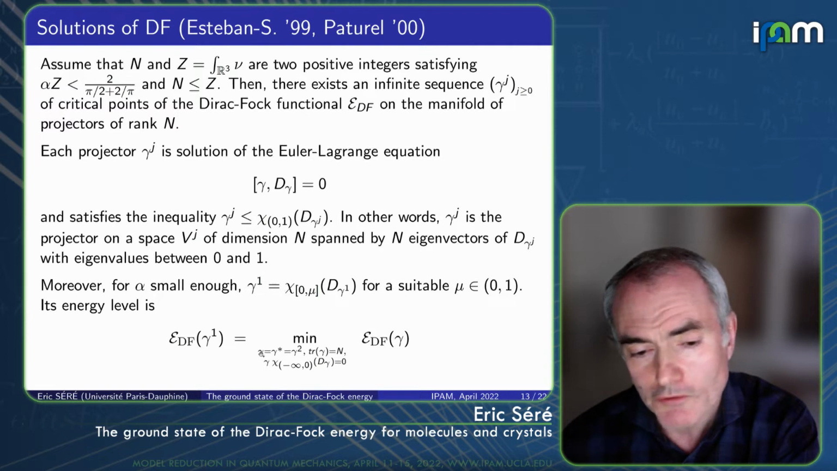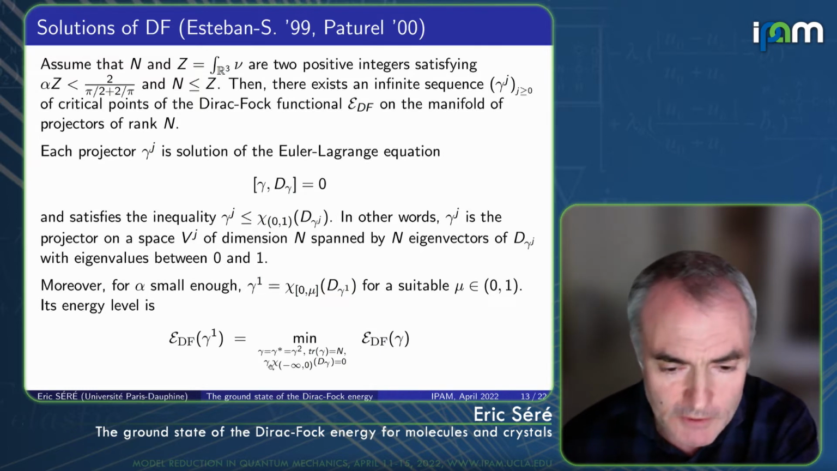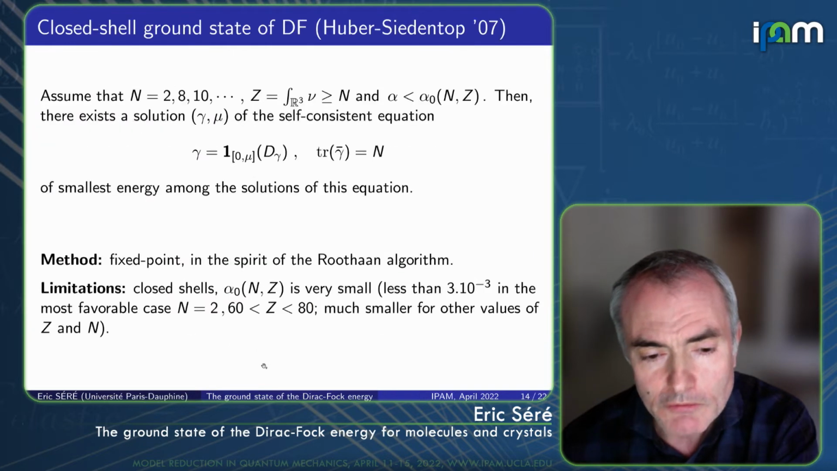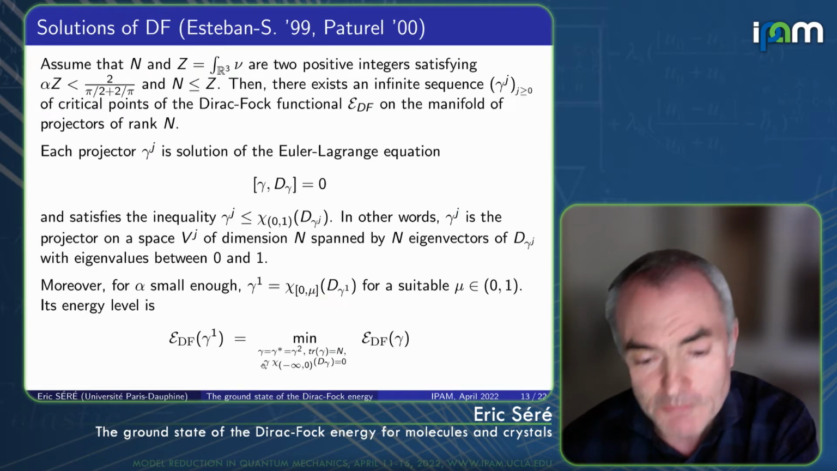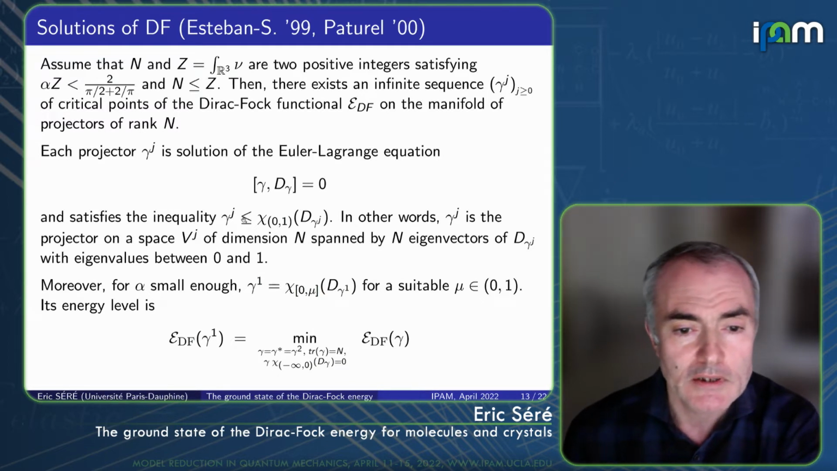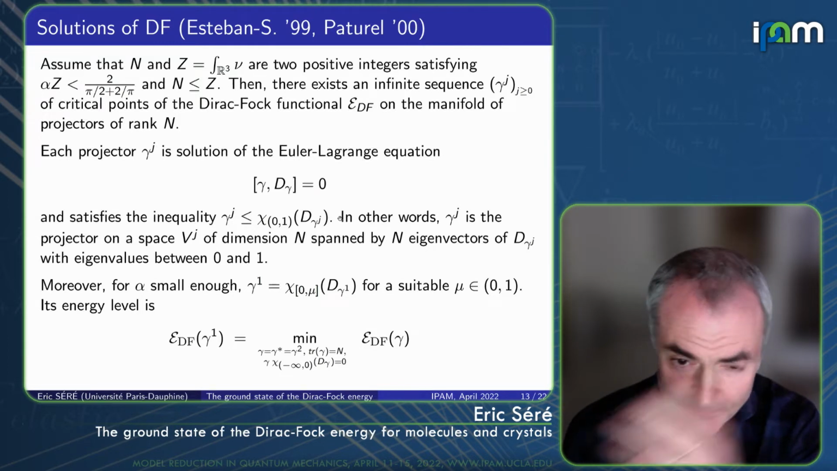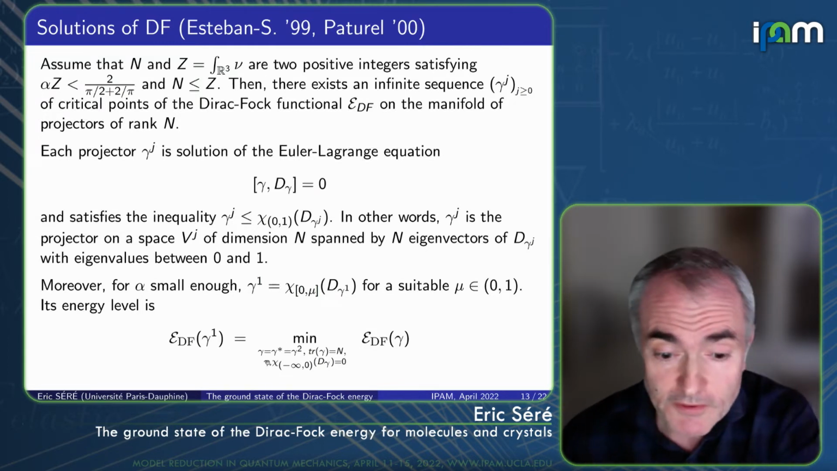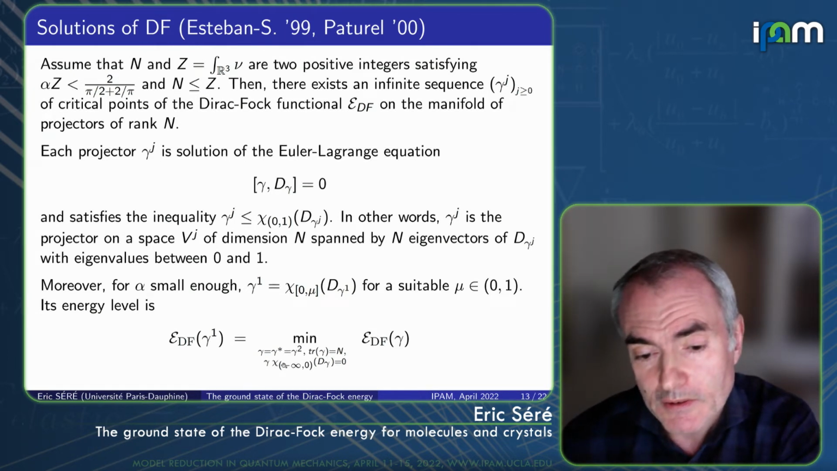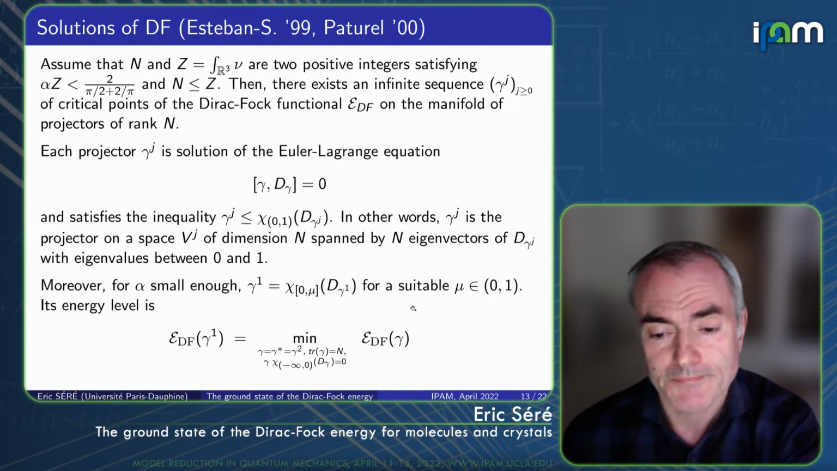The first line of constraint is just the usual one, okay? You should have a projector of trace n. But then the second line means that gamma should live in the positive spectral space of d gamma, okay? Which is this condition, this inequality: gamma less or equal to the spectral projector of interval 0, 1 associated with d gamma.